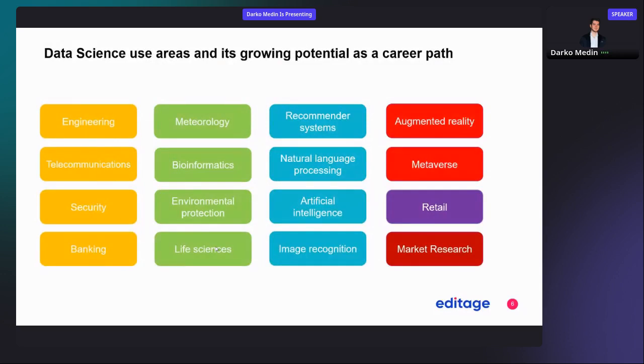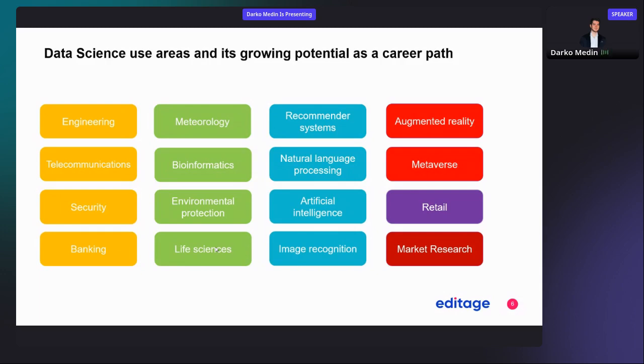So if you take a look at this slide, it shows a large number of different areas where data science is used. On the left side, you may observe engineering, telecommunications, security, banking. So it's one very specific area of engineering, banking industries, and telecommunications, etc.